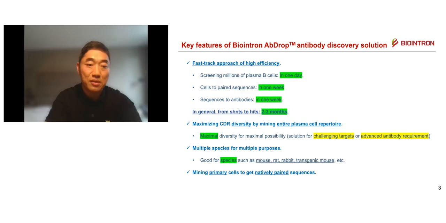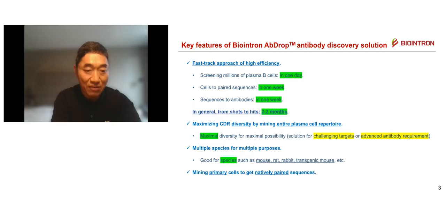Secondly, and this is the point I like the most, it can maximize the CDR diversity by mining. I may not say the entire pool, but we can get the most plasma cells by scanning each individual B cell from the whole plasma cell pool. We can try to keep all of those B cells, so we will get the maximal diversity of those CDR sequences.